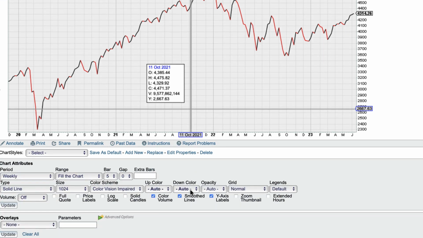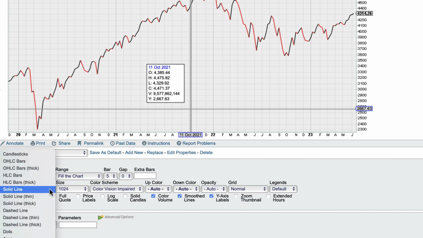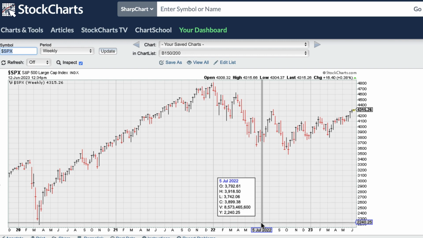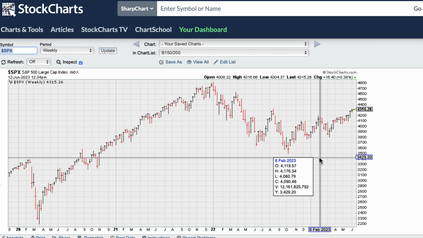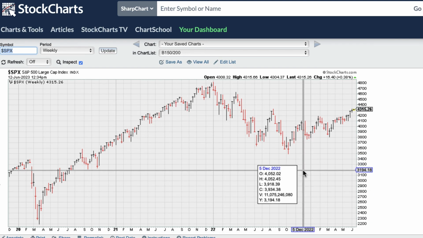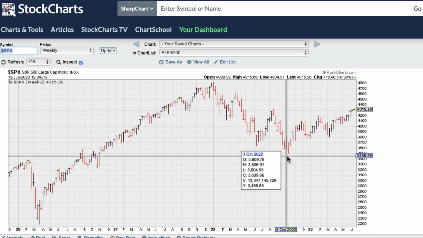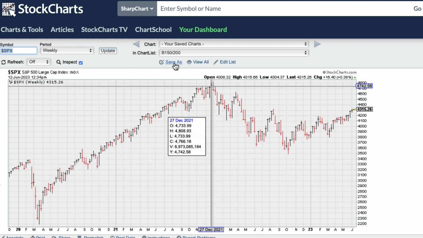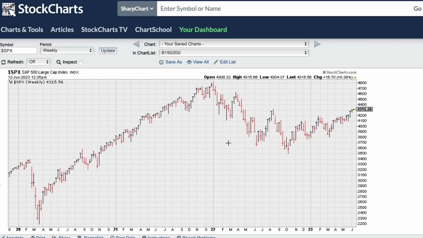I'm going to come down here, and under type, instead of solid line, I'm going to click on something called HLC bars, and I click update, and there, same chart but a little bit more going on. And what it is, if we take a look at, say, one of these bars here, you'll notice that there's a little horizontal peg. I'm going to take that off for a second. There's a little horizontal peg, and then there's this vertical line. And what does that represent?